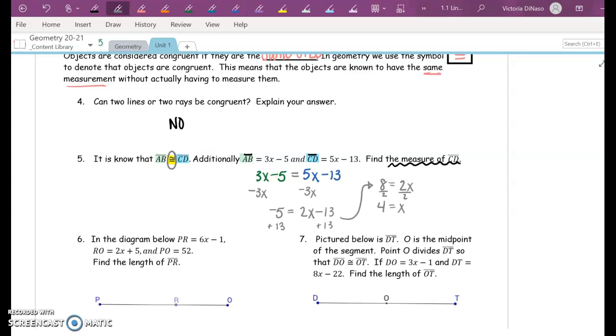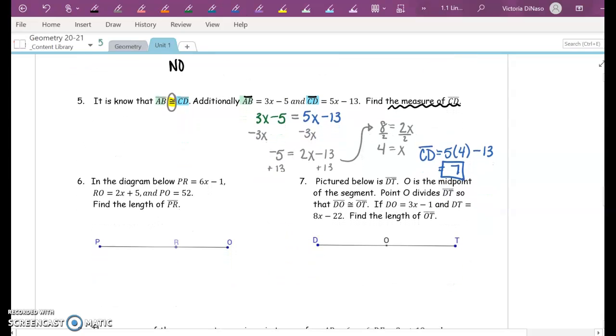However, that is not our final answer. We need to find the measure of CD. So I'm going to take the 4, and we're going to input it into 5x minus 13. Input it into the x. So you have CD equals 5 times 4, which is 20, minus 13. So my final answer is 7.